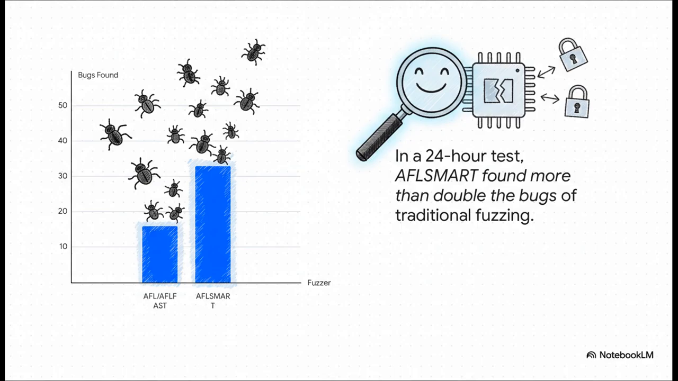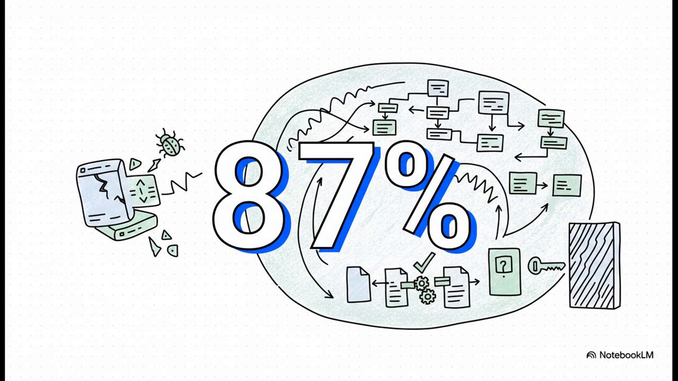It's not even close. And it wasn't just about finding more crashes. It did a much better job of actually exploring the programs. It achieved up to an 87% improvement in something called code coverage. All that means is that its intelligently crafted files were successfully getting past those front door guards and testing huge areas of complex code that the dumb fuzzers simply could not reach.